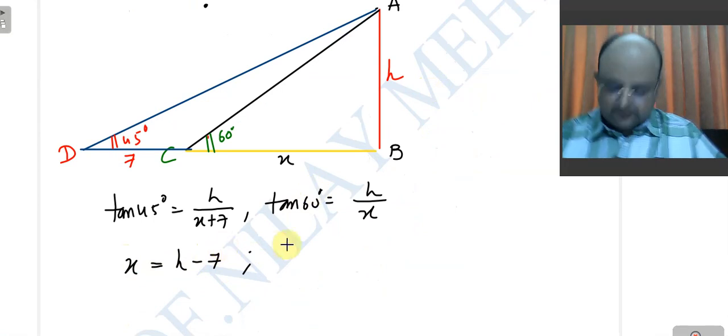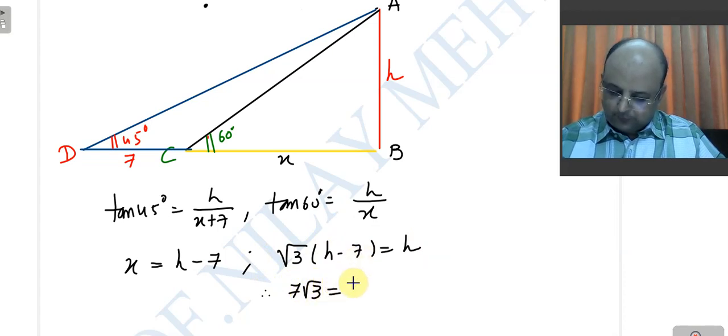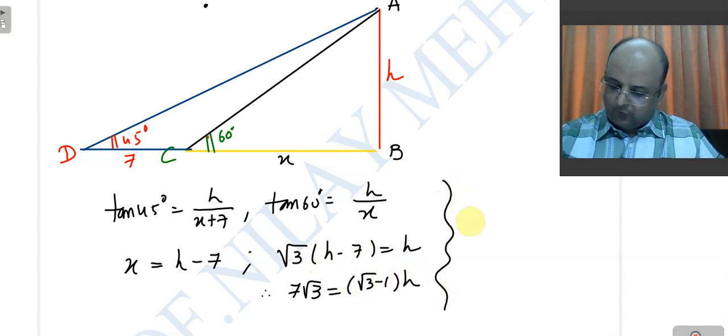We go for tan 60 degree, which is root 3. Okay. So root 3 into X, that is H minus 7, equals to H. So 7 root 3 is equal to, 7 root 3 goes on right inside, root 3 minus 1 H. Or H equals to 7 root 3 upon root 3 minus 1.